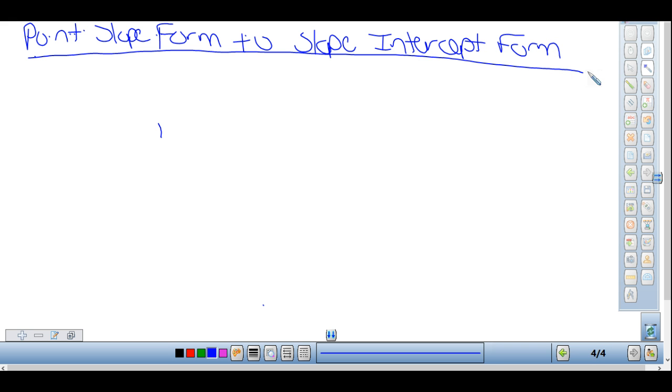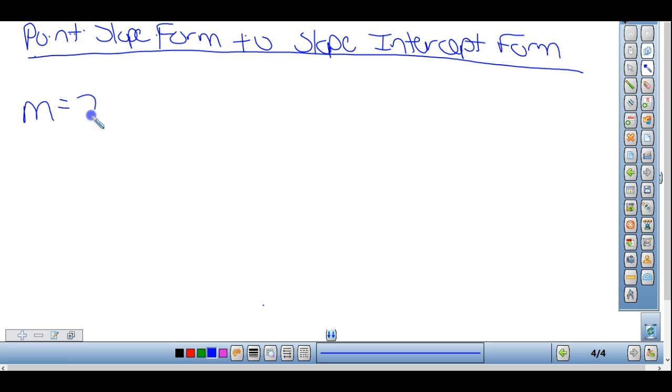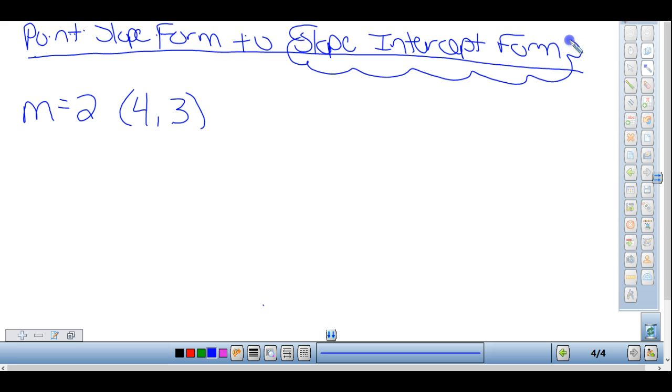Okay, because what's going to happen now is we need to go from, what happens if I give you the slope equals 2 and I give you the point (4, 3), and I ask you to put it into slope-intercept form. But I do not have enough information to put it into slope-intercept form. The two pieces of information that I have are a point and a slope. So the first thing it needs to do is go into point-slope form.